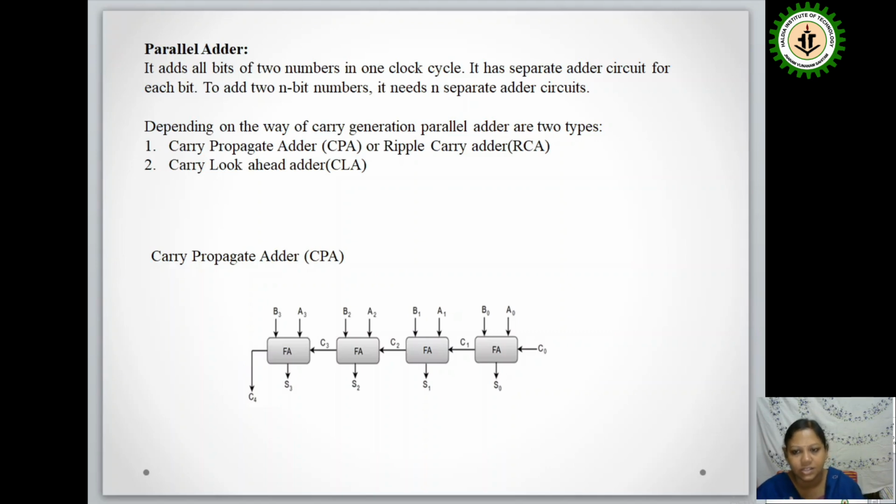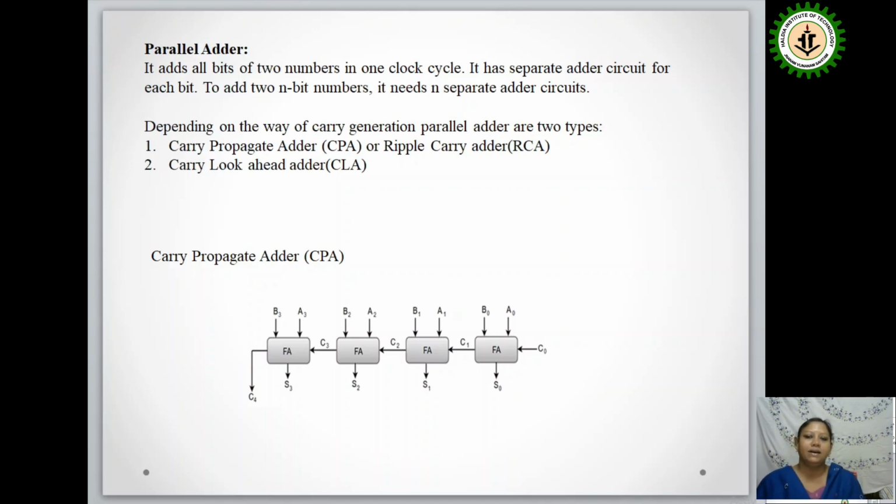For each individual bit addition, that is the ith bit addition for two numbers, ai plus bi, one adder circuit is required. Then ai plus 1, bi plus 1, again another adder circuit. So that's why this is the parallel adder concept.